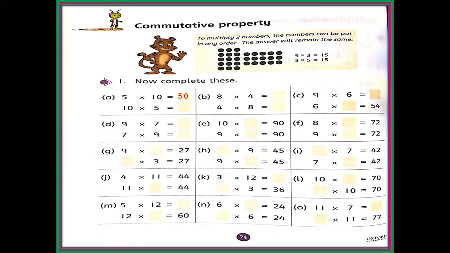But look, I change the position. First I write 5 into 3 and then 3 into 5, but the answer is the same, 15, 15.